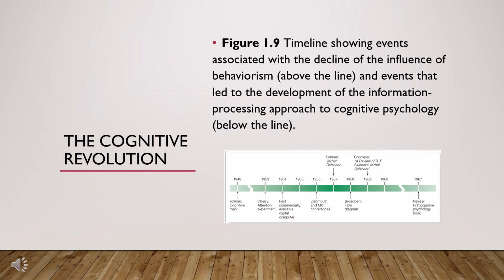The timeline here shows events associated with the decline of the influence of behaviorism, which is above the line, and events that led to the development of the information processing approach to cognitive psychology, which would be below the line.